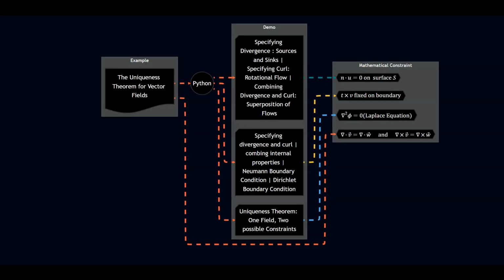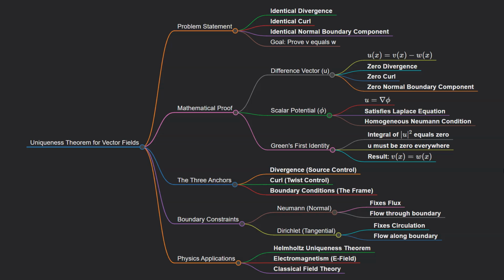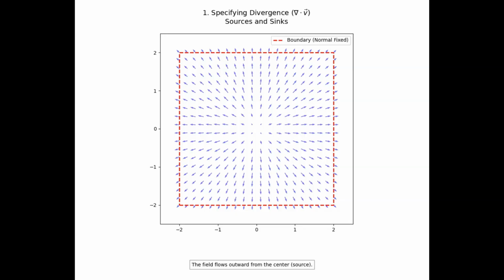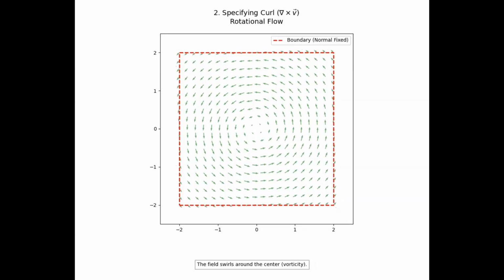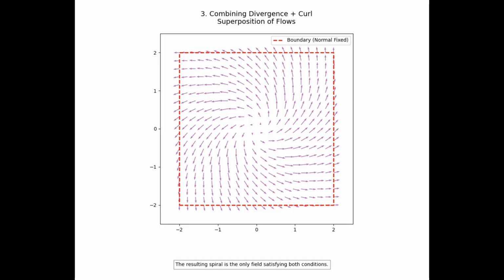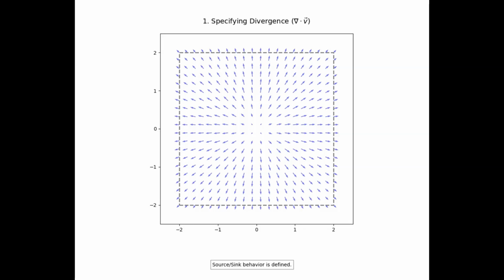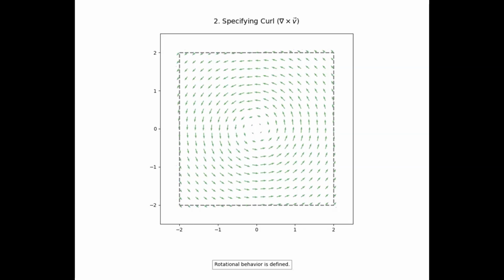Demo 3. The side-by-side comparison. This final demonstration places the 2 boundary types next to each other. Even though the arrows at the boundaries look different, one set pointing through the wall and one set pointing along it, the internal field is identical in both cases. This proves that either boundary constraint is sufficient to mathematically freeze the field into its unique state.